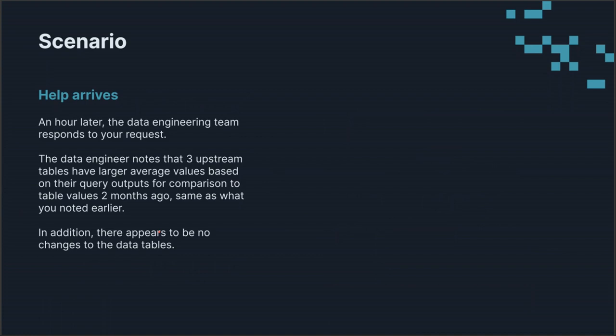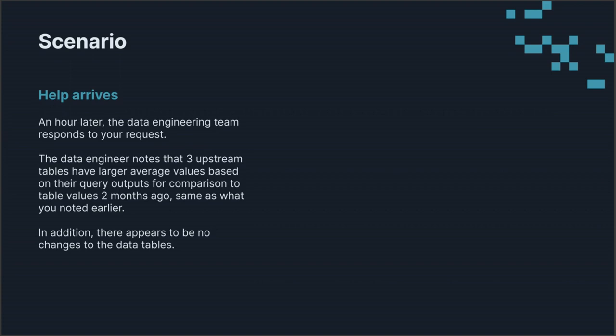An hour later, the data engineering team responds to your request. They have read your messages and they tell you that three upstream tables, upstream of the data tables that you're responsible for, also have larger average values based on the comparison to the values from those tables 2 months ago. So it's the same thing as what you have noted earlier for your tables.